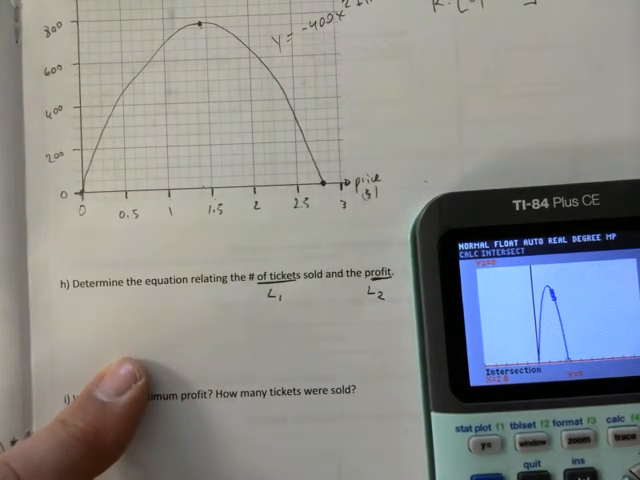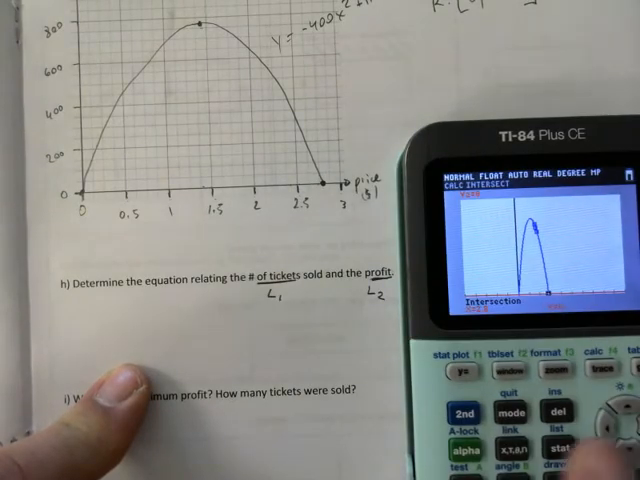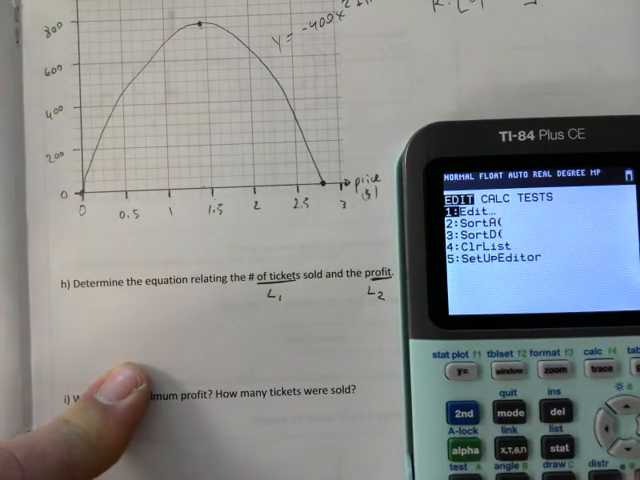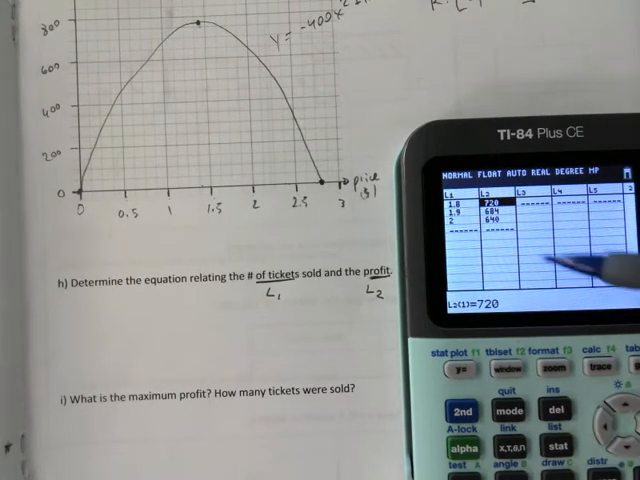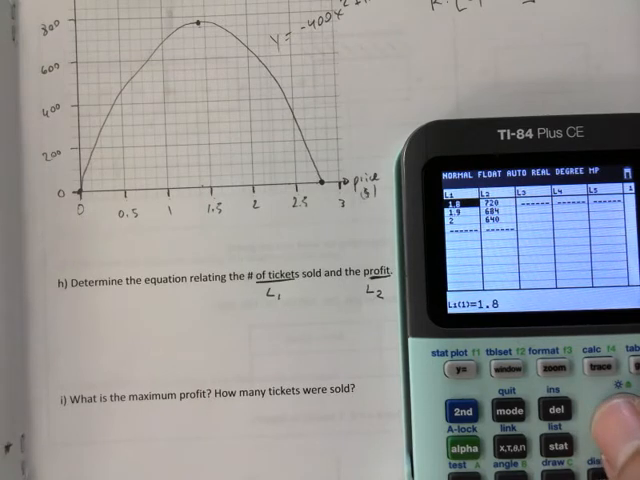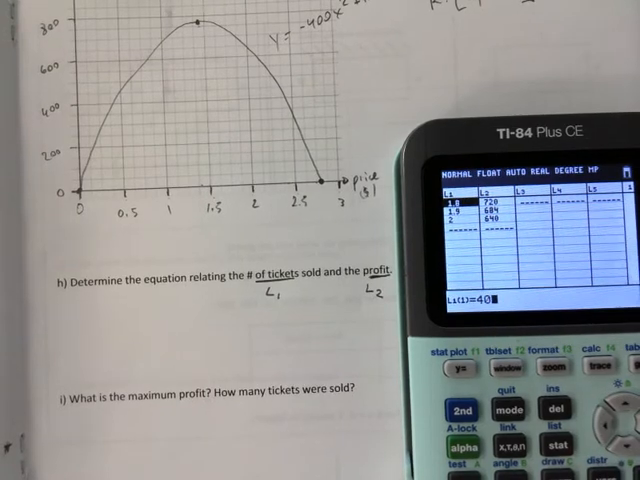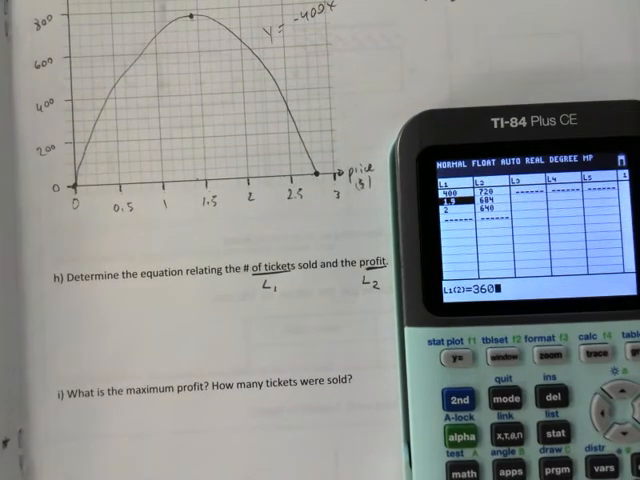What's going on there? Go to stat, edit. Question: do we need to change these entries here? No. All you need to do is go to L1 and start typing in your ticket number, like how many tickets are sold, right?